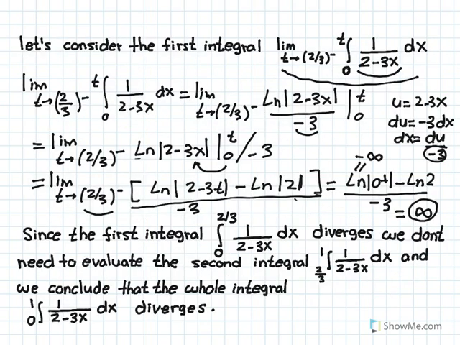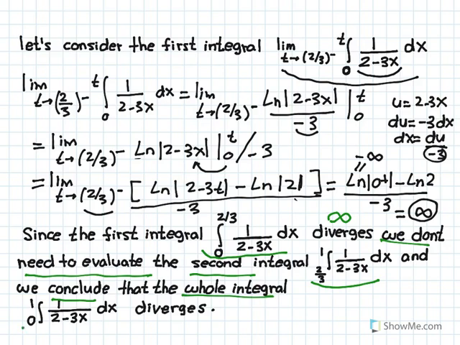Let's talk about that more. Since the first integral, 0 to 2/3 of 1 over 2 minus 3x dx, diverges, it's infinity, we don't need to evaluate the second integral, the integral from 2/3 to 1 of 1 over 2 minus 3x dx, and we conclude that the whole integral, the integral from 0 to 1 of 1 over 2 minus 3x dx, diverges.